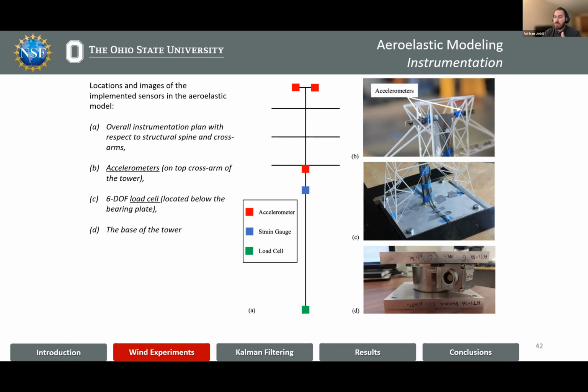ASCE has provided a relation for this factor, which is a function of the solidity ratio, and solidity ratio is defined as the ratio of the effective area divided by the gross area of the structure. This ratio, however, does not capture the local changes in the shape of the transmission towers along their height.